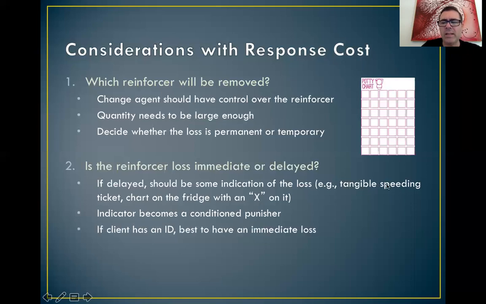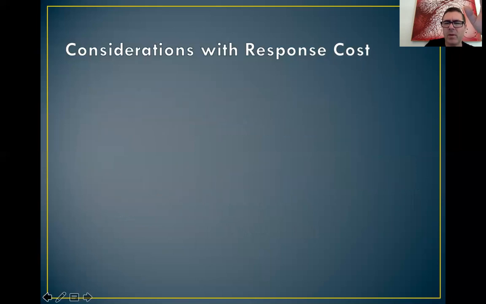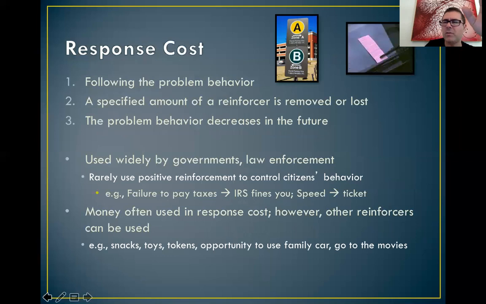So usually the indicator becomes a conditioned punisher. This is a perfect example of the ticket, right? Think about the slide that came right before. This one, on the top right corner. I don't know if you can see, or if maybe my face is covering it, but on the top right corner, there's a picture of a windshield with this pink slip, this ticket.